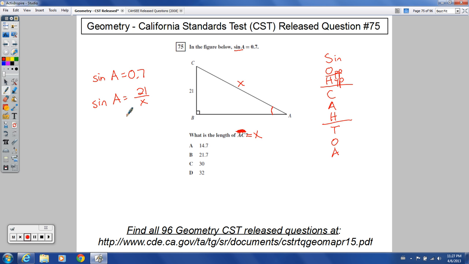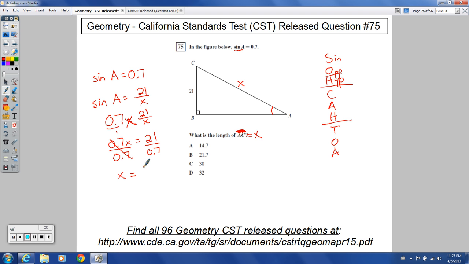And so from there, let's plug in what we know sine of A equals. I know that sine of A is 0.7, so I can replace sine of A with 0.7. From here, I could write this as a fraction. I could cross multiply, and I would have 0.7 x would equal 21. Then I could divide both sides by 0.7, and that would cancel here and here.